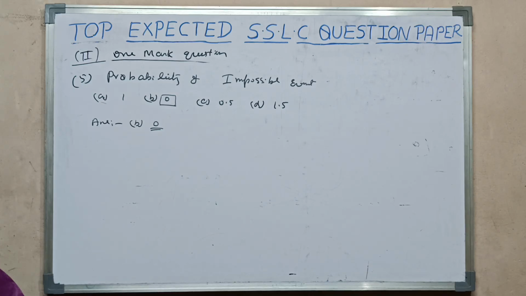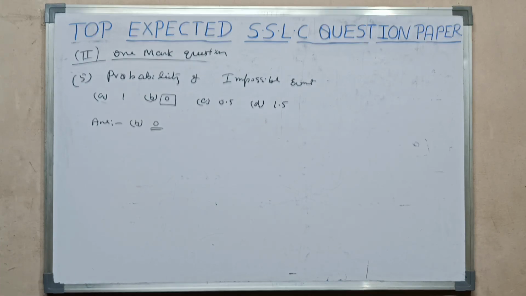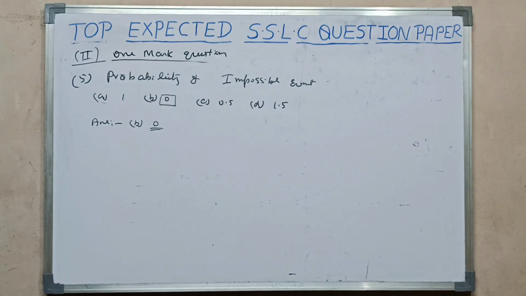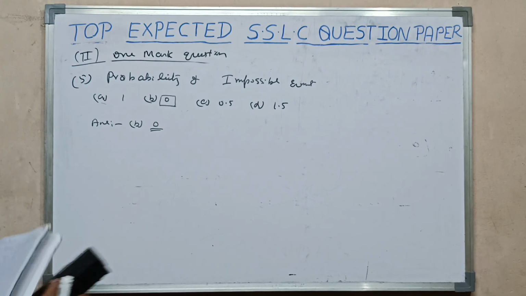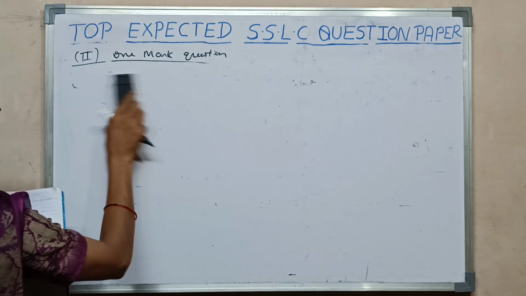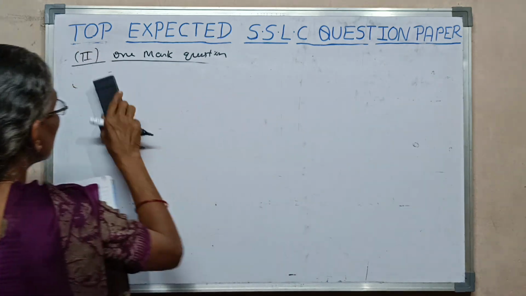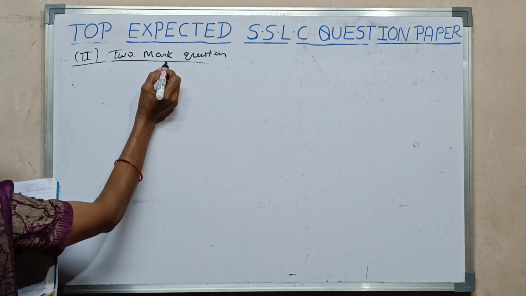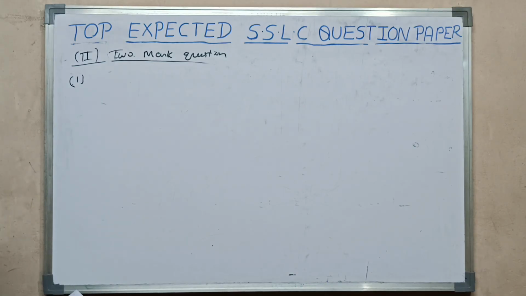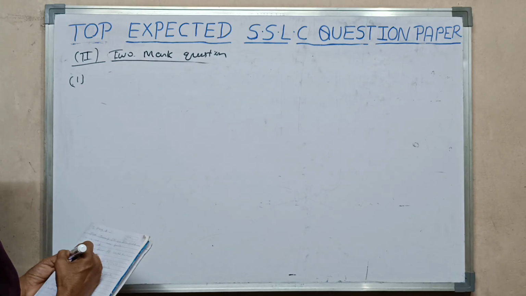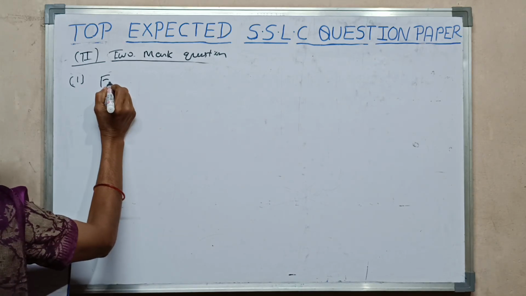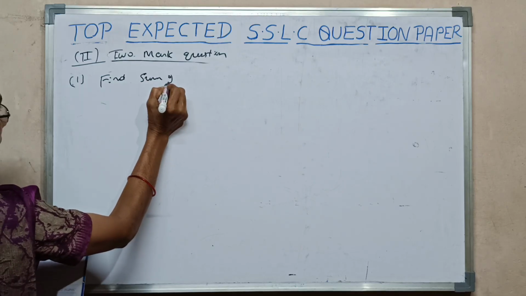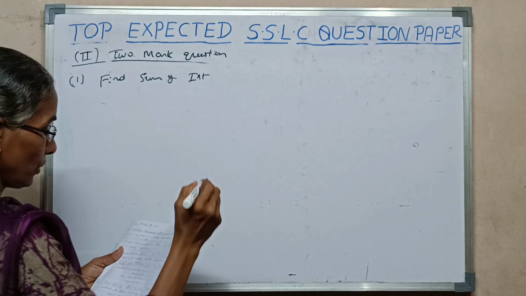Next, 2 marks questions. So next, the 2 marks questions. The first question is: find the sum of the first 20 terms of the AP 11, 14, 17, etc. using the formula.